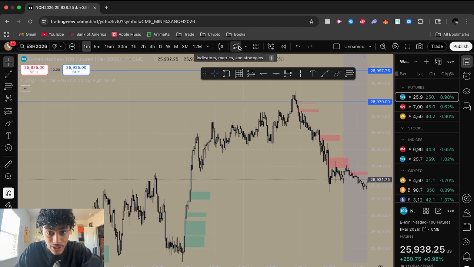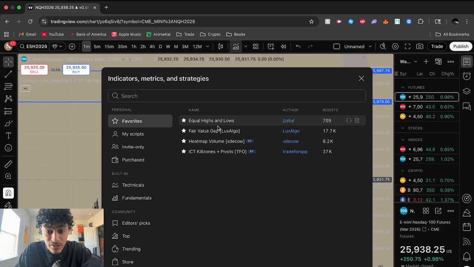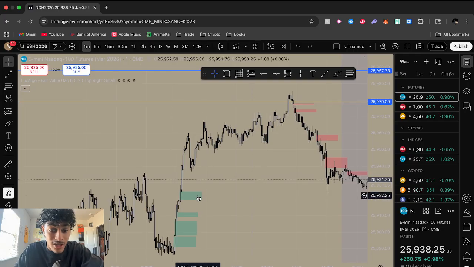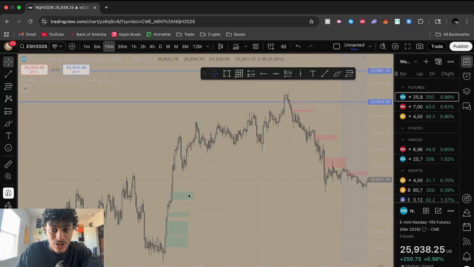Where's indicators? Indicators. Get this fair value gap, Luke's algo indicator. It doesn't make your chart look good. It makes it kind of look like you're not tough. But honestly, this helps me a lot, because I don't really got to spot out inversions.